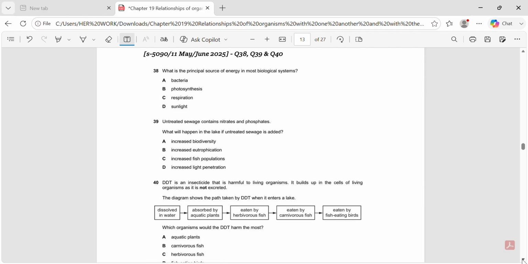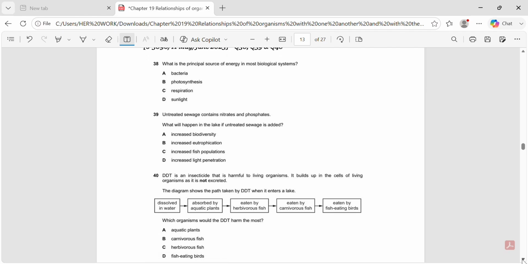Now let's move on to the next set of MCQs. This question asks, what is the principal source of energy in most biological systems? Think about where all energy in an ecosystem originally comes from. Plants capture energy from sunlight during photosynthesis, and this energy is then passed through the food chain to other organisms. Therefore, the ultimate source of energy is sunlight, not photosynthesis itself. So, D is the correct answer.